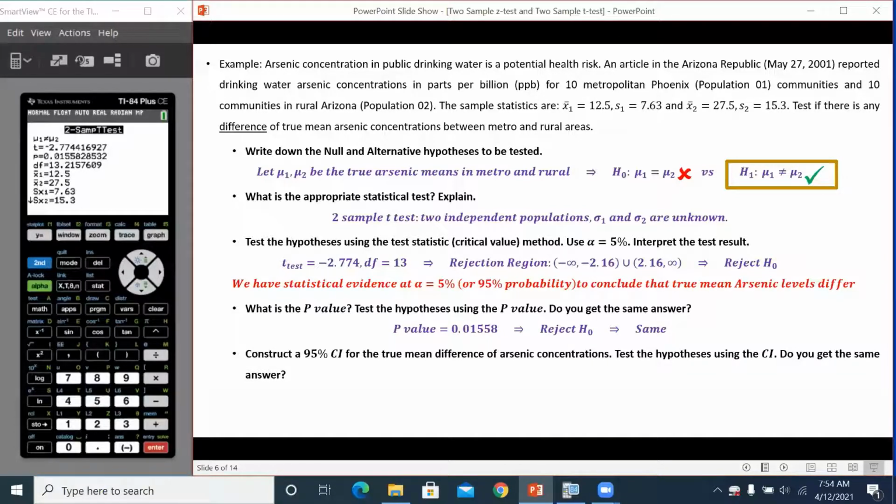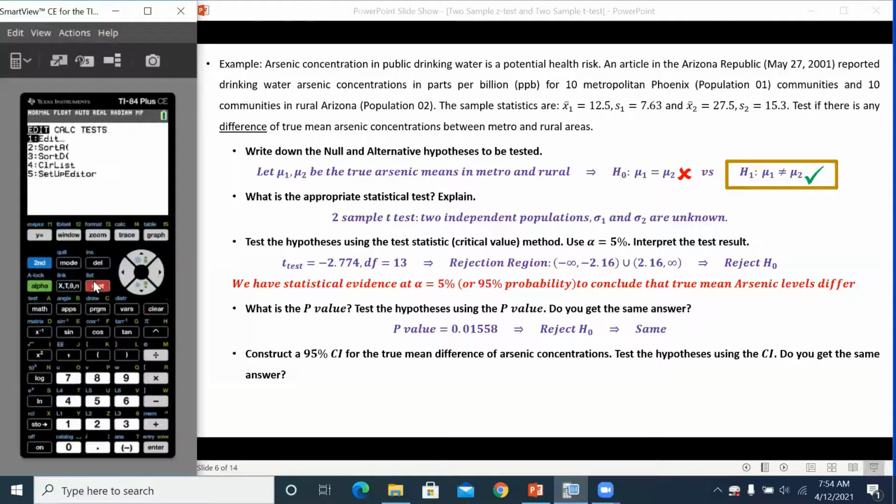The next question. Construct a 95% confidence interval for the true mean difference of arsenic concentrations. Test the hypothesis using the confidence interval. Do you get the same answer? Since this is a two-sided test, we will need a two-sided T confidence interval. Let's go to the calculator.